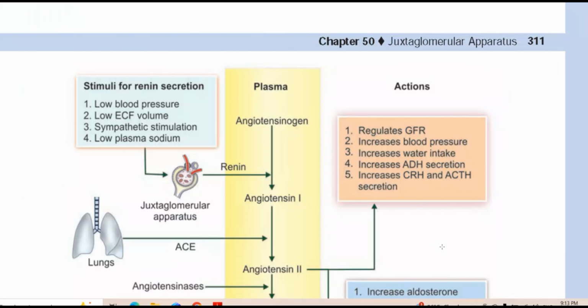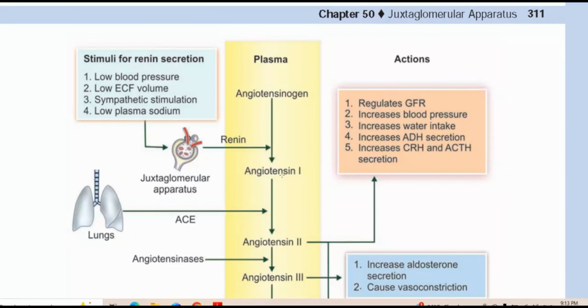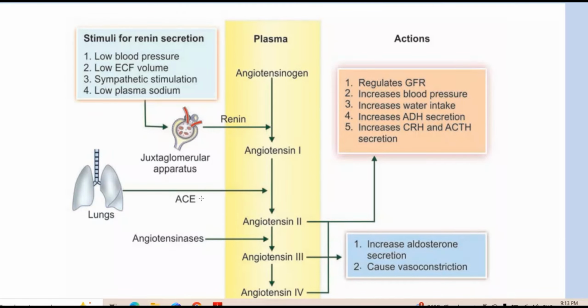If we look at the diagram of how the renin-angiotensin system acts together, we will see that when there is low blood pressure, low ECF, sympathetic stimulation, or low plasma sodium, stimulation starts in the juxtaglomerular apparatus, and thereby renin secretion starts. Renin, after secretion, binds with angiotensinogen, which comes from the plasma, and this angiotensinogen is converted to form angiotensin 1. Then with the help of ACE enzyme, angiotensin 1 is converted to angiotensin 2.